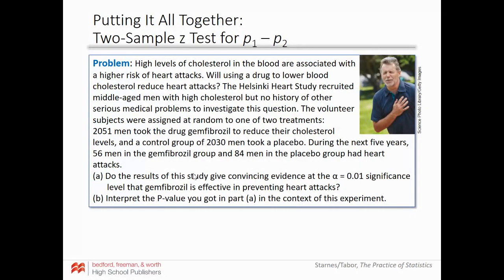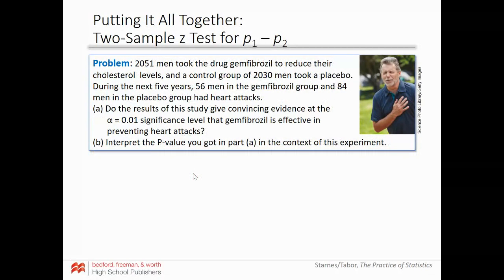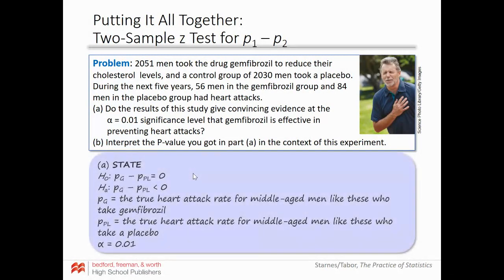Do the results of the study give convincing evidence at the alpha of 0.01 significance level that the drug is effective? And then the second one is: interpret the p-value that you got in part A in the context of the experiment. So, for part A, we're going to go through state, plan, do, conclude.